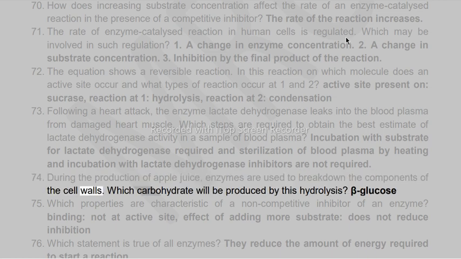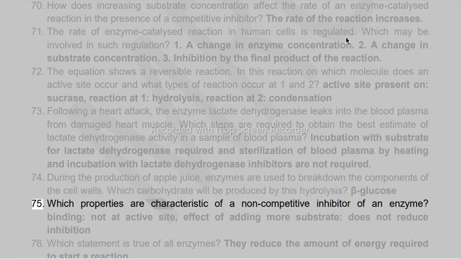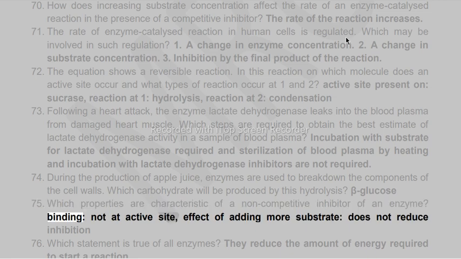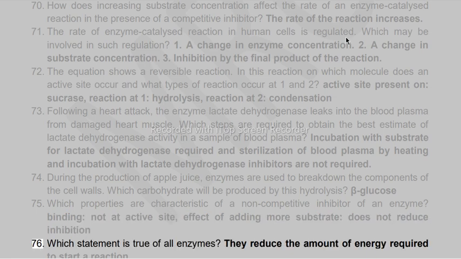74. During the production of apple juice, enzymes are used to break down the components of the cell walls. Which carbohydrate will be produced by this hydrolysis? Beta-glucose. 75. Which properties are characteristic of a non-competitive inhibitor of an enzyme? Binding not at the active site; the effect of adding more substrate does not reduce inhibition.